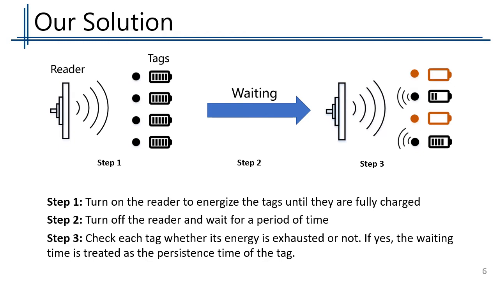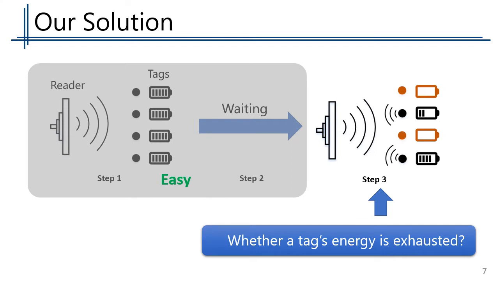Second, we turn off the reader and wait for a period of time. Third, we check each tag whether its energy is exhausted or not. If yes, the waiting time is treated as the persistence time of the tag. By trying different waiting times, we can get the persistence time of the tag. The first two steps, turning on and off the reader, are easy.